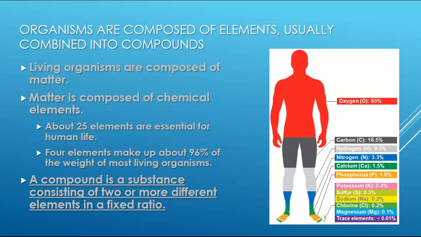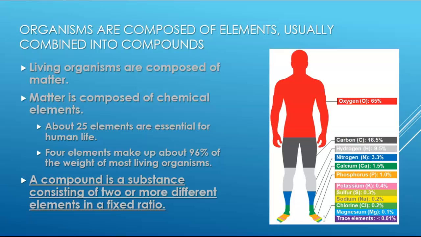Okay, so the big thing to remember is that organisms are composed of elements, and the elements are generally in compounds of one kind or another. There are about 25 elements that are essential for human life out of the 118 that are in the periodic table at the present time. 4 of those make up about 96% of your weight, and that's carbon, hydrogen, oxygen, and nitrogen. There are other ones called trace elements. We're not going to spend a whole lot of time talking about those at the present time, but we will talk about those 4 plus a few others extensively throughout the course of the year.